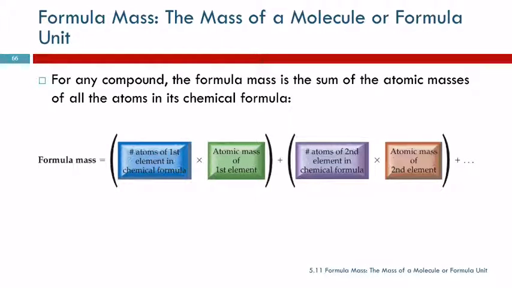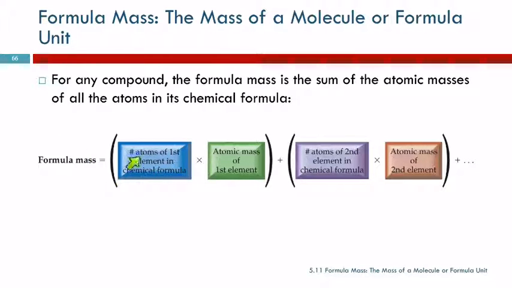So formula mass. Formula mass, also sometimes called molecular mass, is the mass of a molecule or the mass of a formula unit. Remember, we said that ionic compounds don't actually have molecules. And so this formula mass is the mass of one formula's worth of that compound. So it's just the sum of the atomic masses for all the atoms that are in the chemical formula.